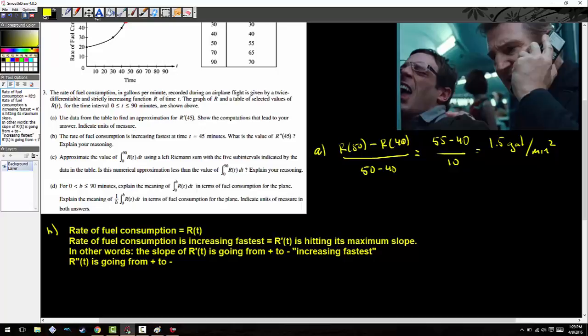right? The slope of r prime of t is going from plus to minus, which means r double prime of t is going from plus to minus, and there is only one way that can happen, and that is if r double prime of t must equal 0 at t equals 45. Hopefully that logic makes sense. If not, you can ask me tomorrow and I can go over that portion again. But ponder that for a second, and then we will keep moving with this problem.